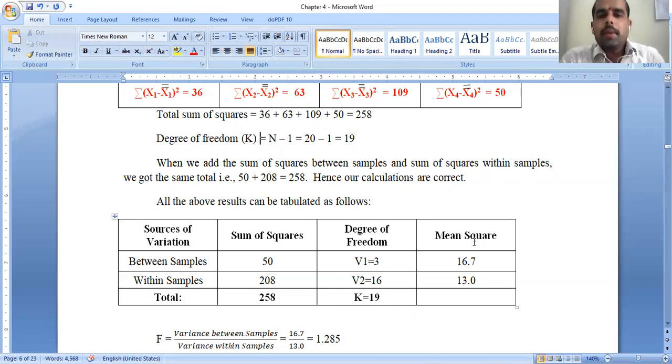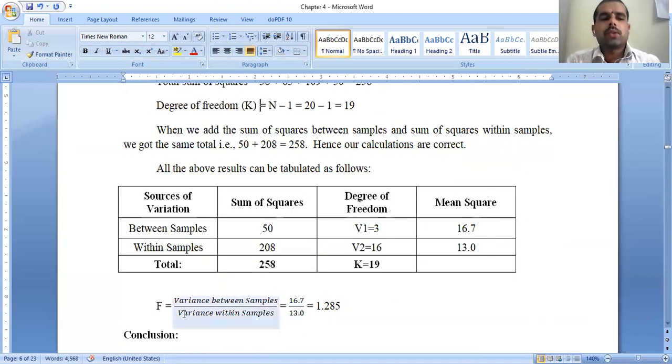Then mean squares, that is SSC and SSE values, you got here. An important point here: the variance ratio of F. You can add one more column to the table, otherwise simply F is equal to variance between the samples divided by variance within the samples. This formula we are going to apply here in the fifth column, that is the variance ratio of F. 16.7 divided by 13.0 is equal to 1.285. This value we call the calculated value.